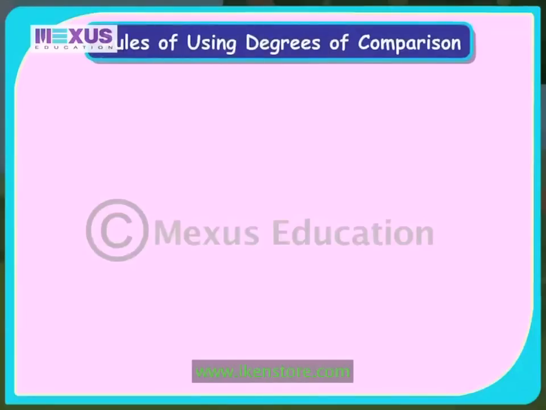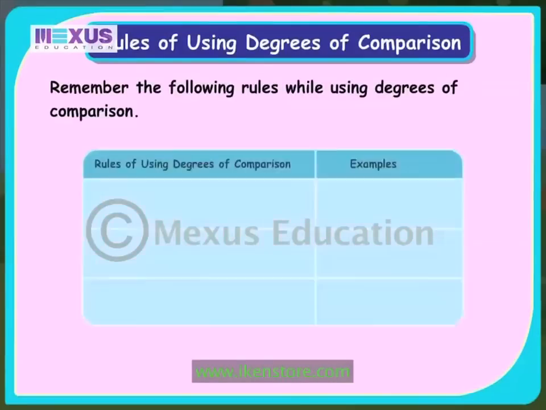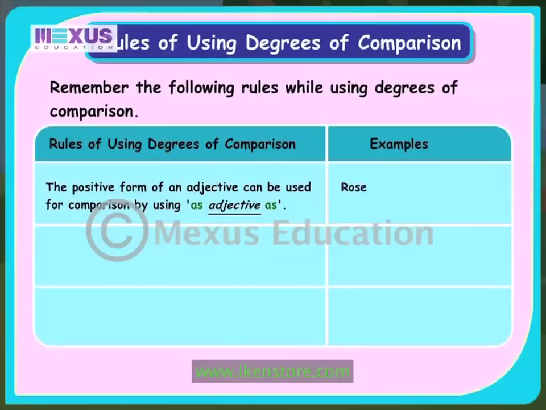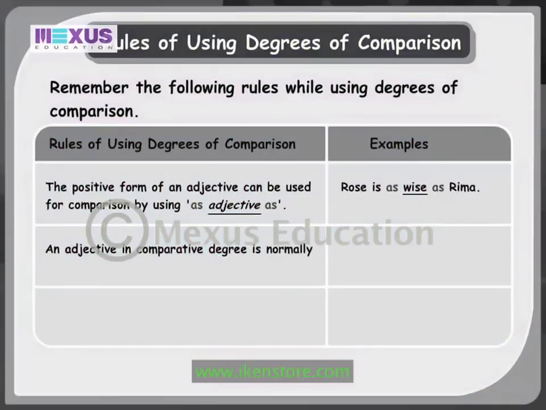There are a few rules that you need to remember while using the degrees of comparison. The positive form of an adjective can be used for comparison by using as, followed by the adjective, and again followed by as. For example, Rose is as wise as Rima. An adjective in comparative degree is normally followed by than. For example, Minnie is younger than Tina.